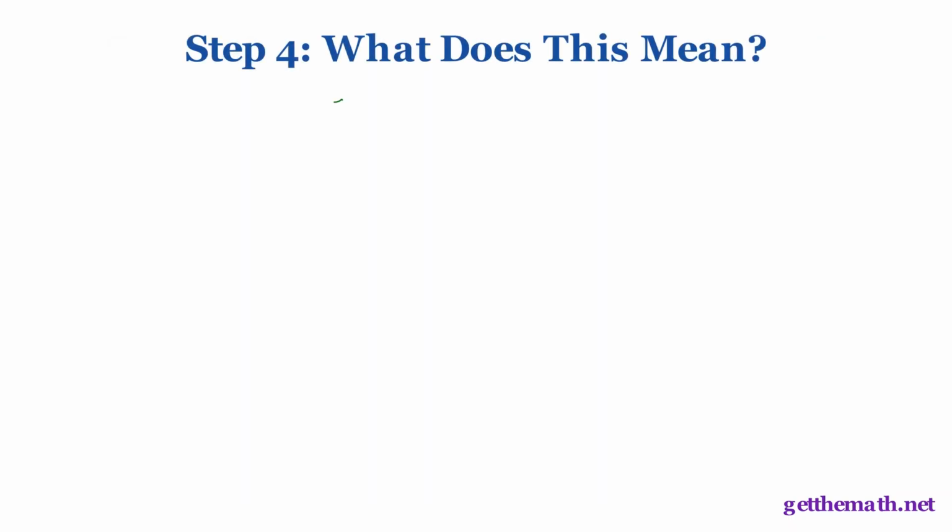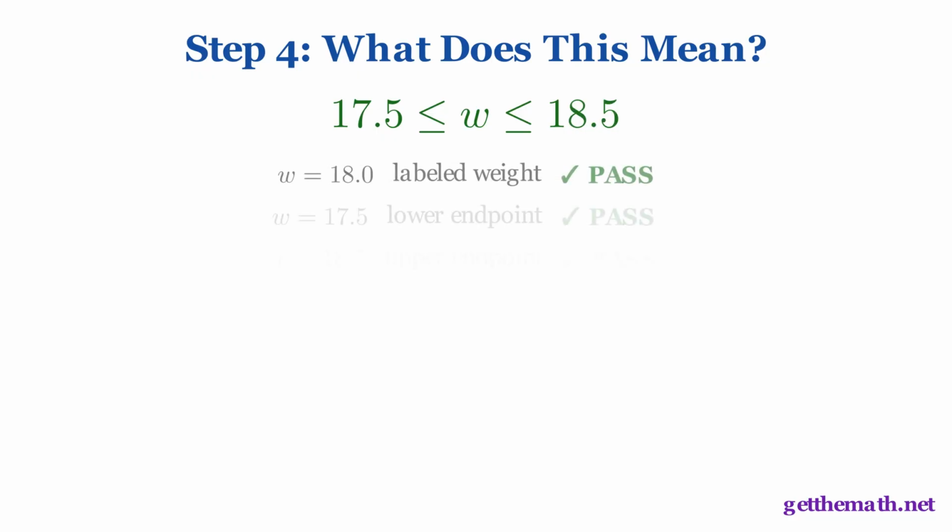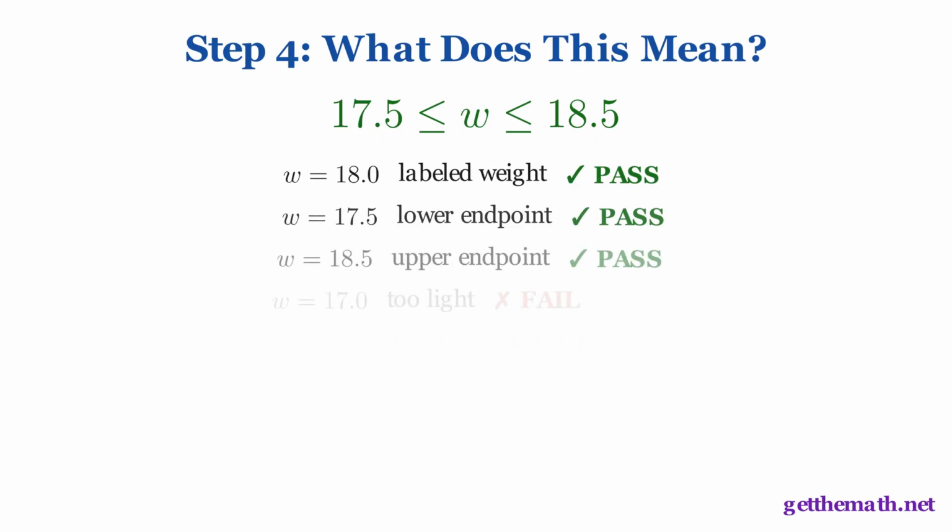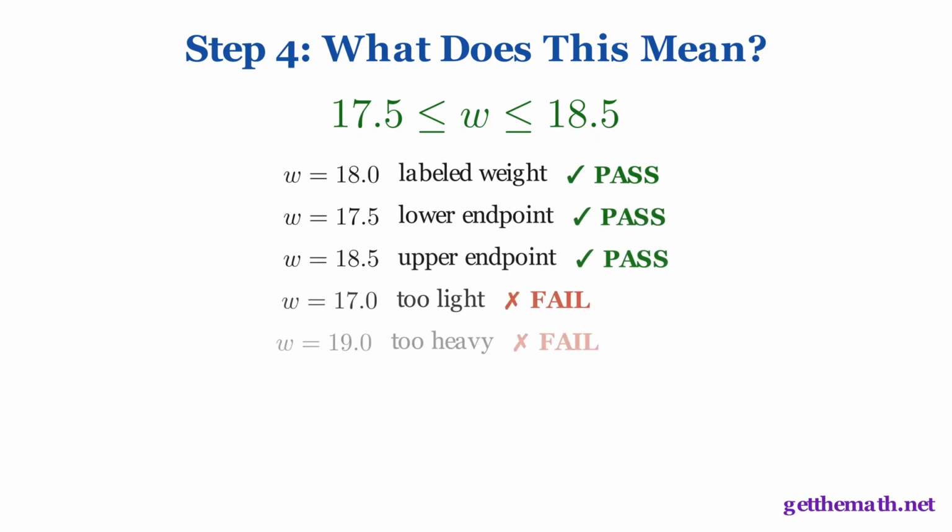Step 4, interpret the solution. The acceptable weight W must be between 17.5 ounces and 18.5 ounces, including both endpoints. A box weighing exactly 17.5 ounces passes quality control. A box weighing exactly 18.5 ounces passes quality control. A box weighing 18 ounces, the labeled amount, passes quality control.